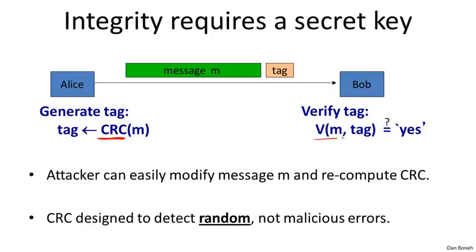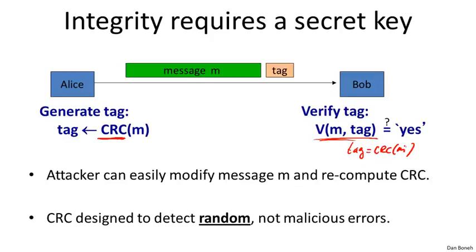Bob will basically verify that the CRC is still correct. In other words, Bob will verify the tag is equal to CRC(M), and if so, the verification algorithm would say yes, and otherwise the verification algorithm will say no. So the problem with this is very easy for an attacker to defeat.